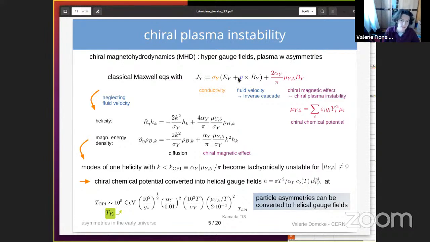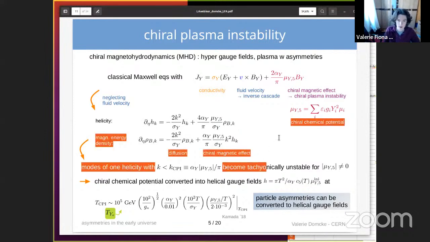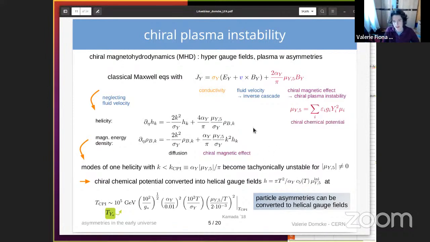But of course, reality doesn't care about that, right? So in reality, we have this fluid velocity. So we have to think about what happens if I put this fluid velocity back in the system. What I said on this slide is all true as long as this fluid velocity is small, which is initially typically the case. But then eventually, when this process starts and I have this chiral plasma instability, I generate large magnetic fields. They in turn source this velocity, and hence eventually I will come into the case where I need to take this into account.